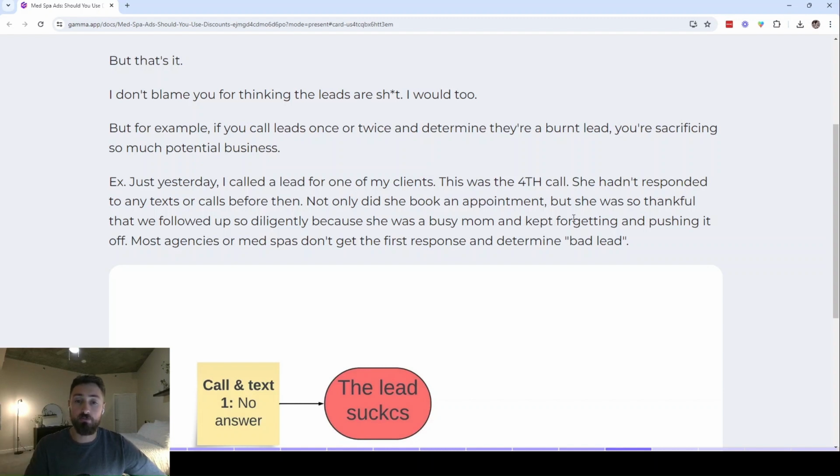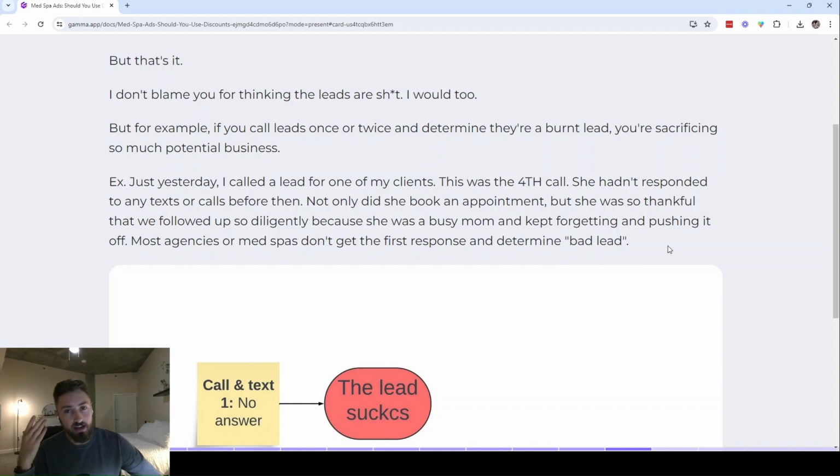And not only did she book an appointment on that 4th call, but she was telling me that she was so thankful that we were following up with her so diligently, because she was a busy mom and she just kept forgetting and pushing it off, right? And most agencies and med spas, what they do is they don't get the response after the first text or the first call or maybe even the second call, and they just determine that that's a bad lead and we're not going to keep contacting them.